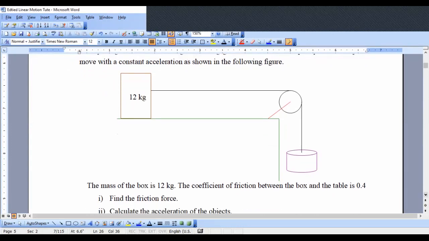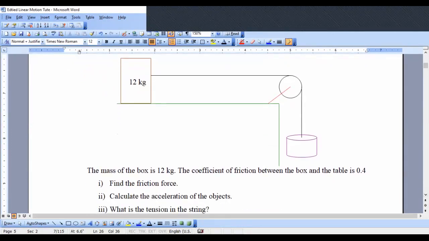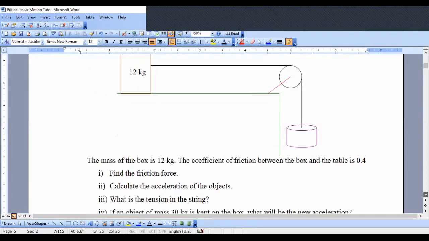Right. So the surface is said to be rough. It means friction forces are acting on this 12 kg object. So what are the things that they have asked? Read the other questions also, dear. Please read the rest of the questions.